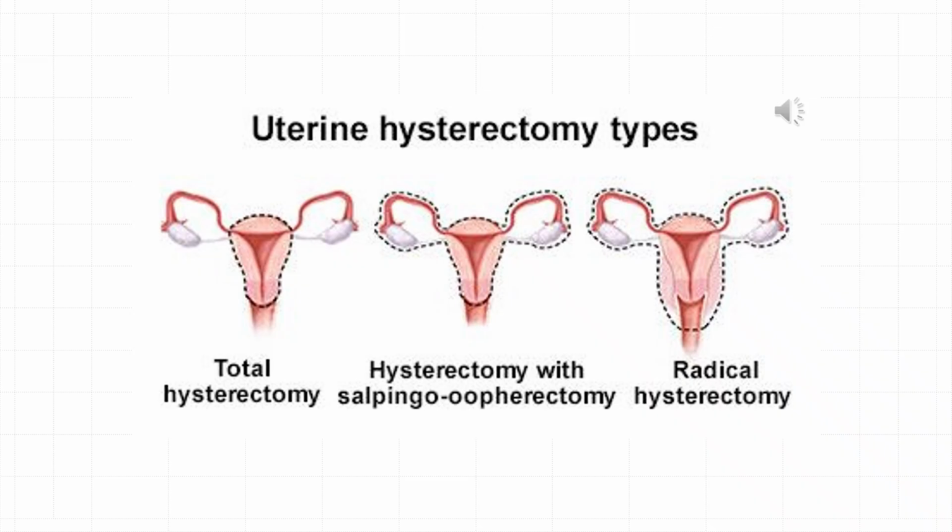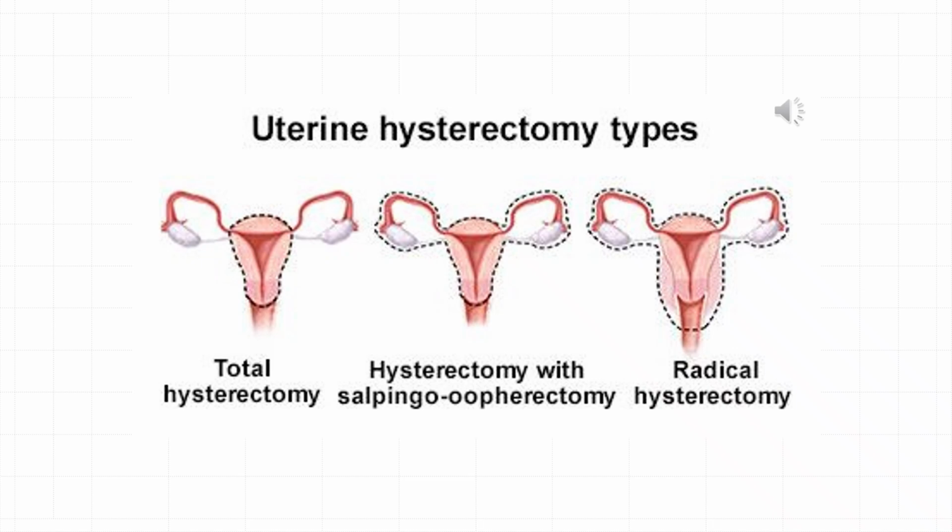One is a total hysterectomy. This is a removal of the uterus and the cervix. The ovaries and tubes typically remain, and this can be used for different problems related to the uterus or cervix itself.